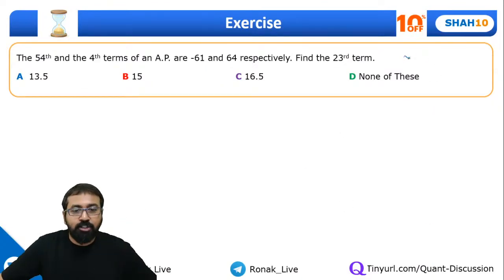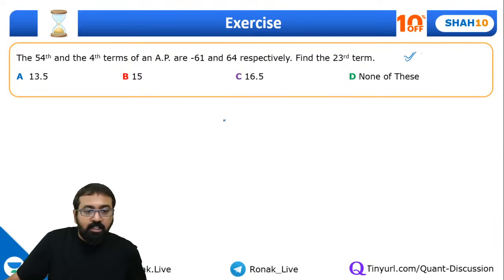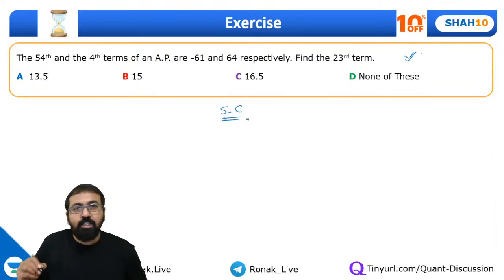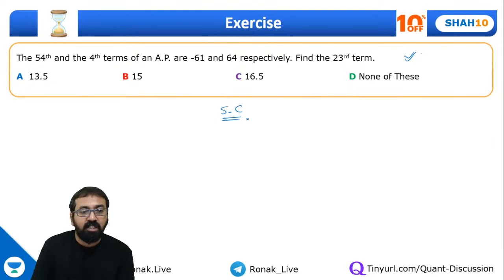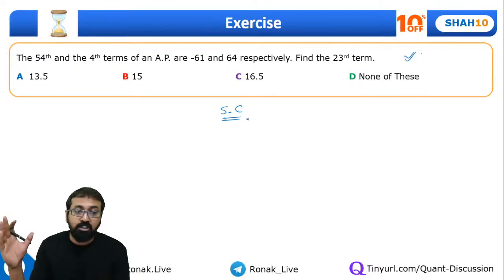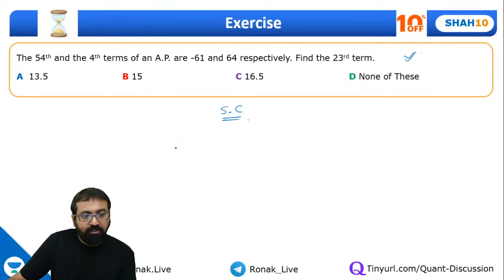Now guys, can you please try for this one? This is a similar question. Now, of course, I am going to directly use the shortcut over here. The 54th and the 4th term of an arithmetic progression are -61 and 64. Please understand, the 54th term is smaller and the 4th term is greater. So if I write it this way, 4th term and 54th term, it is reducing. These are given as 64 and -61.